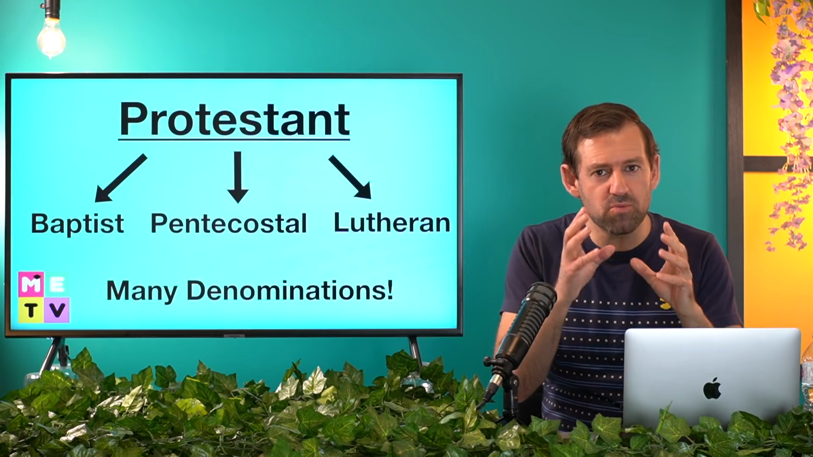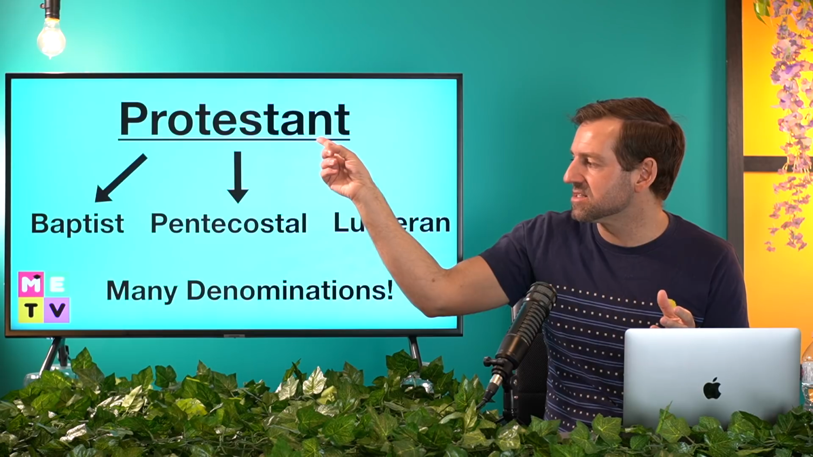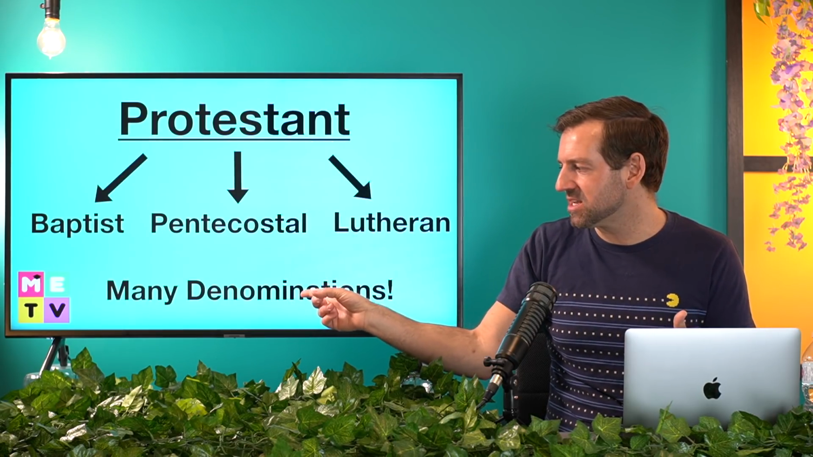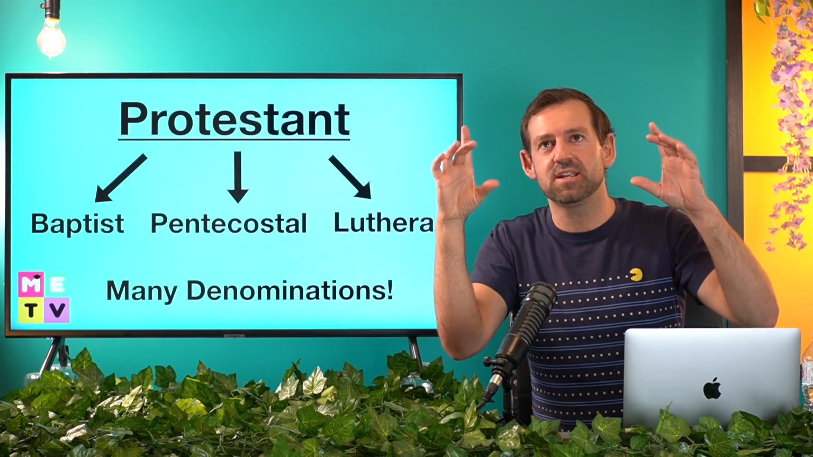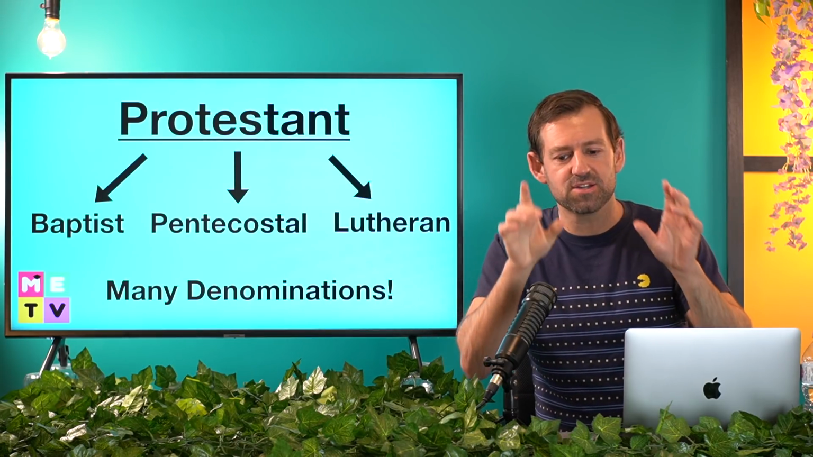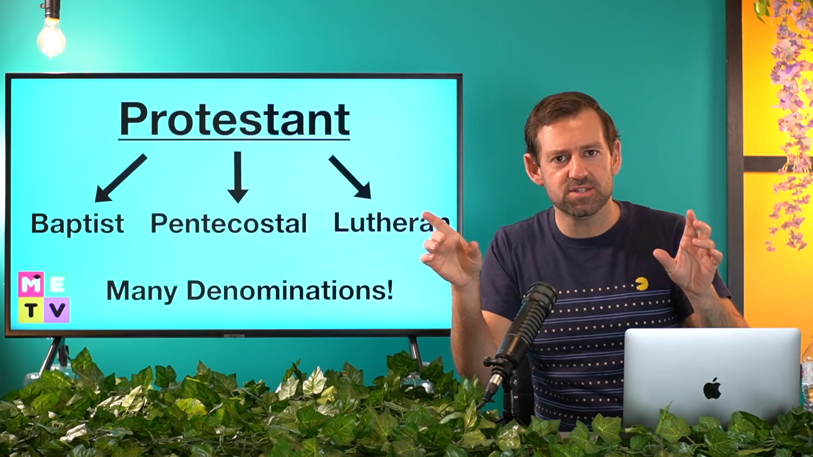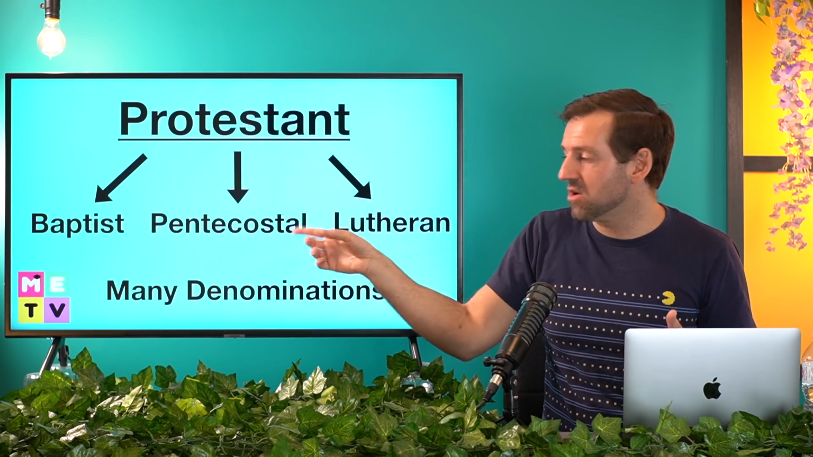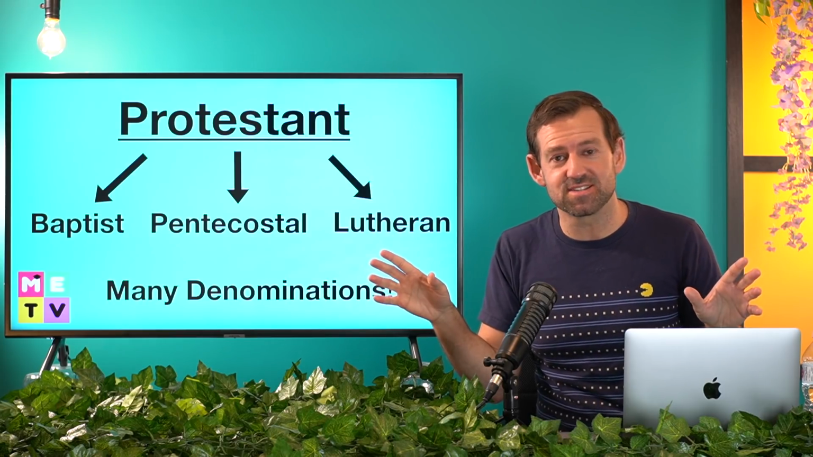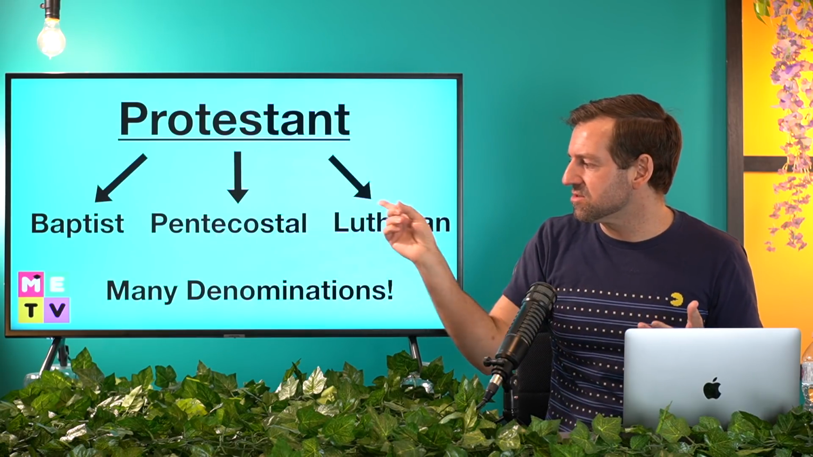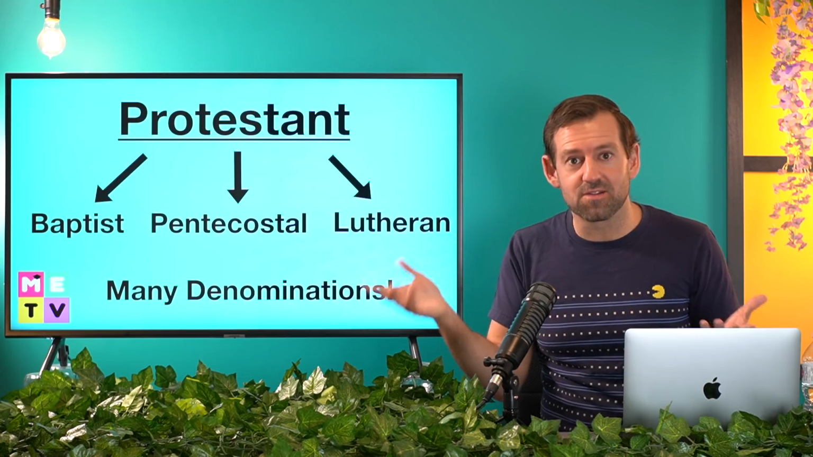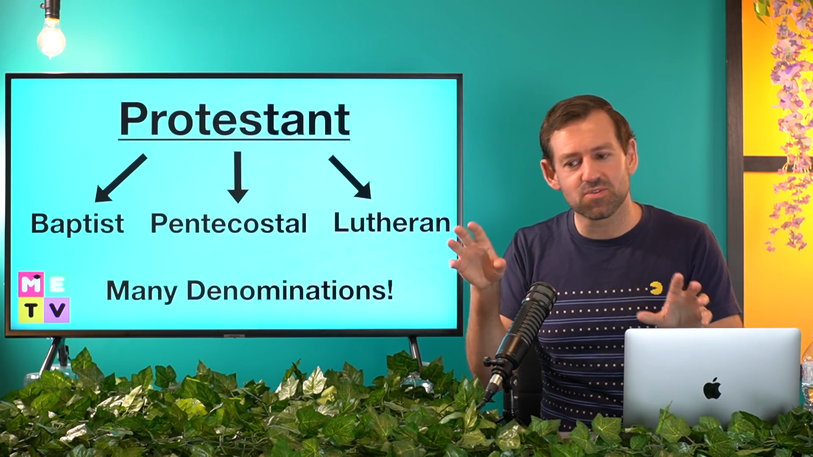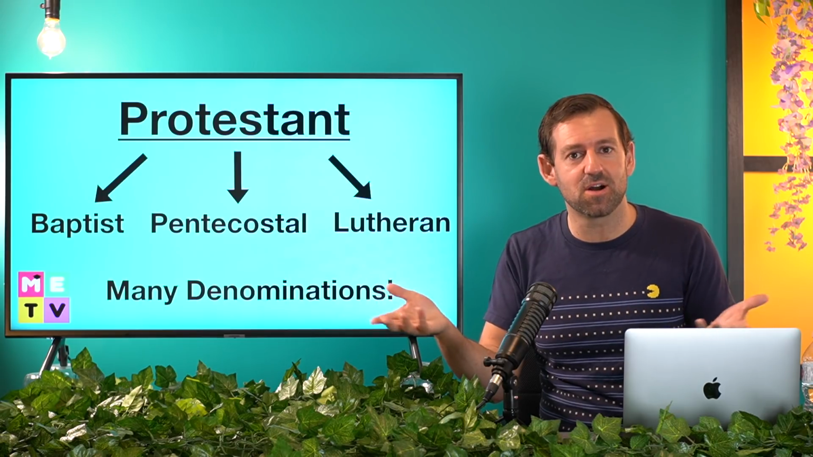Now, if we zoom in a bit on Protestantism, then we can use this word denominations. It's better to use it here. If you're talking about Christianity overall, the three main branches, then it's better to use branches. But if we zoom in on Protestantism, then there are a lot of denominations, like Baptist, Pentecostal, Lutheran, a lot of them, not just three, many denominations. So that's what a denomination is.